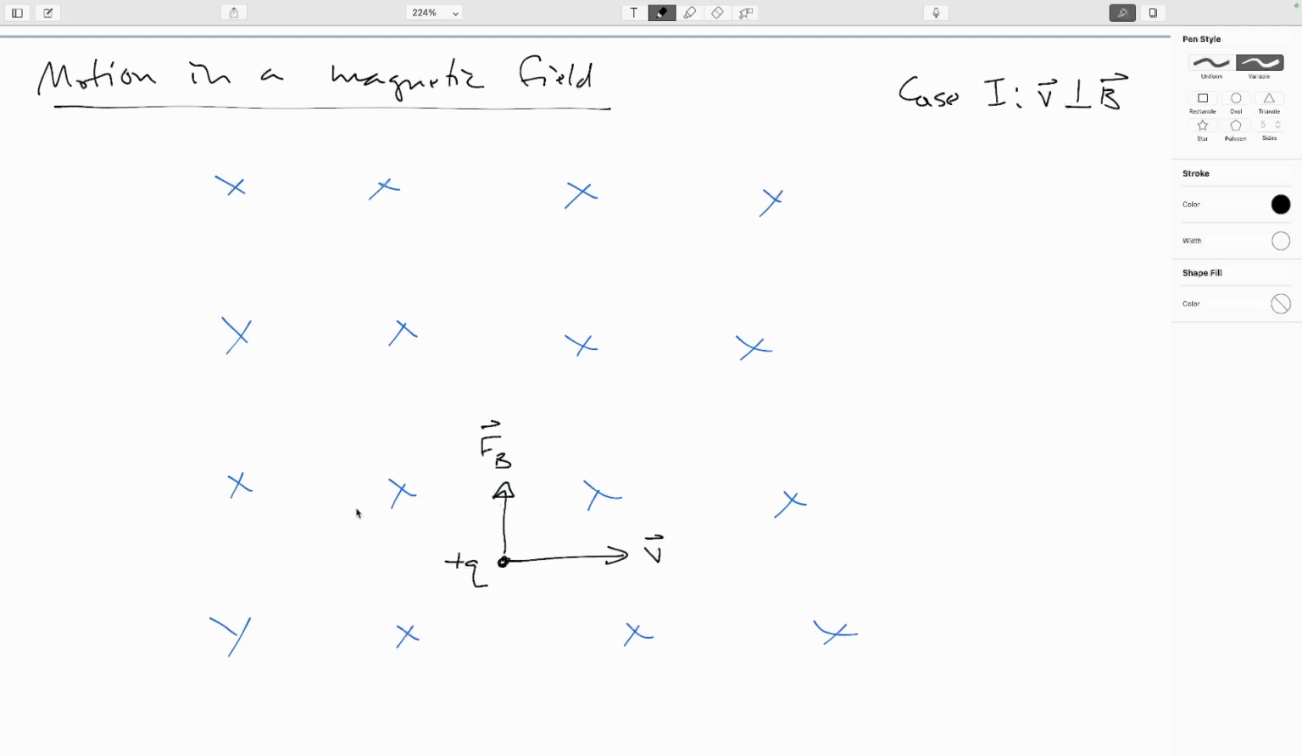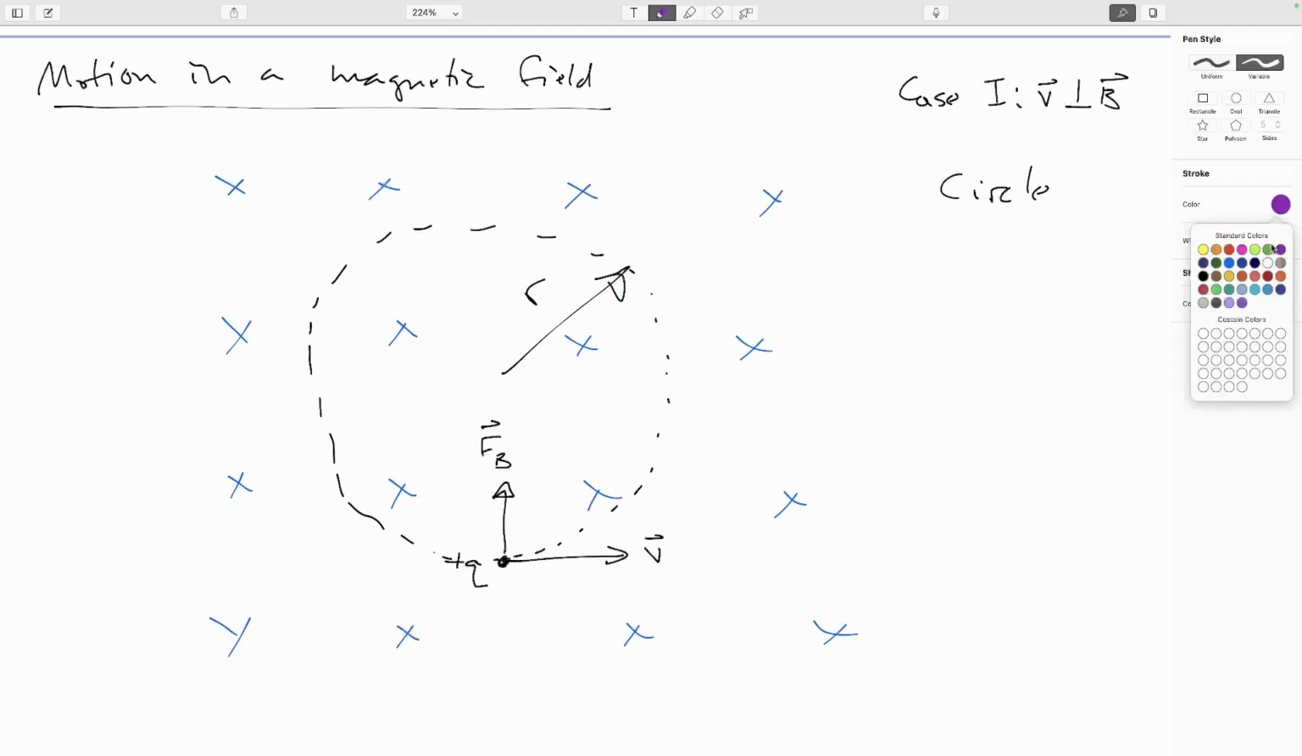Now, this means that the force being perpendicular to the velocity, remember from mechanics, that means that we can only change the direction of motion. We cannot actually change the speed. So it turns out that the path you get is a circle. And we can work out what the radius of this circle is. This radius, by the way, gets the name the cyclotron radius, which sounds really fancy.